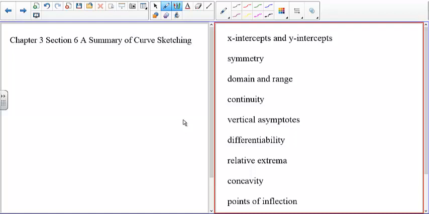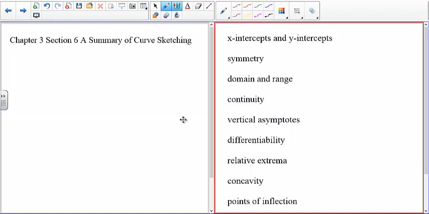Okay, so this is a short video just introducing Chapter 3, Section 6. So the topic is curve sketching. And we did curve sketching in Chapter 2 of Precalculus. And what we did was we looked at the end behavior of polynomials.